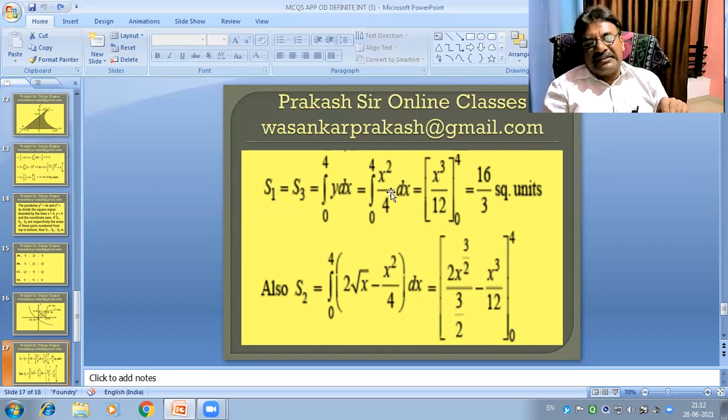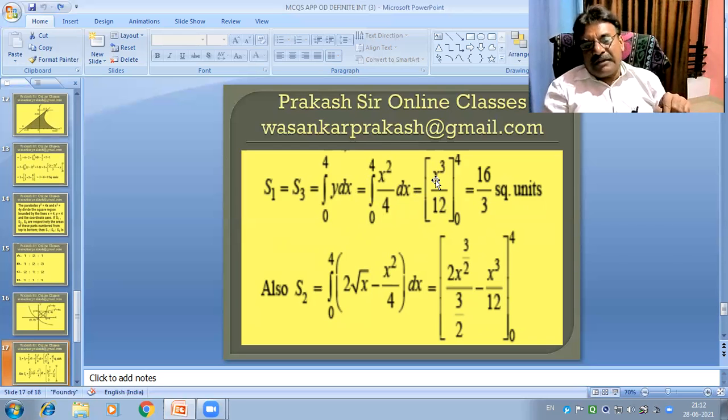And then we evaluate this integration. This 1 by 4 is constant. The integration of x square into dx is x to the power 3 upon 3, and x to the power 3 upon 3 into 4 gives x cube by 12, because 4 into 3 is 12. So x cubed by 12 within limit 0 to 4.